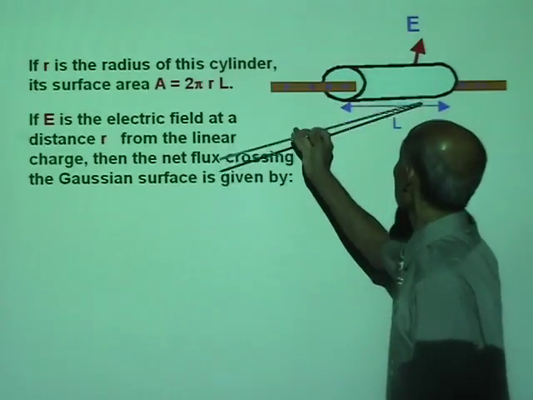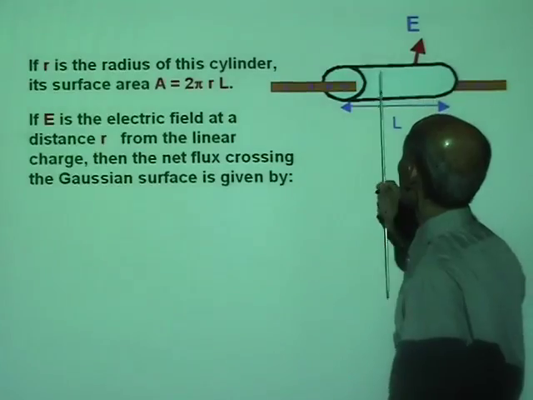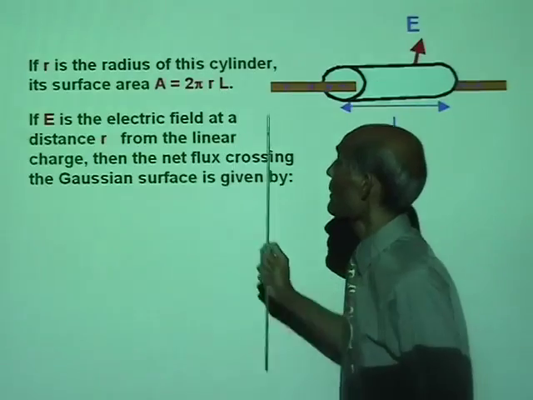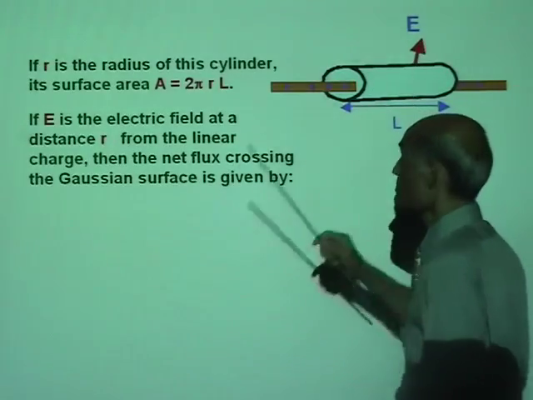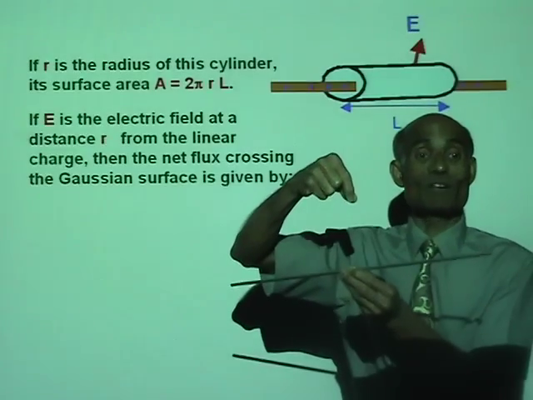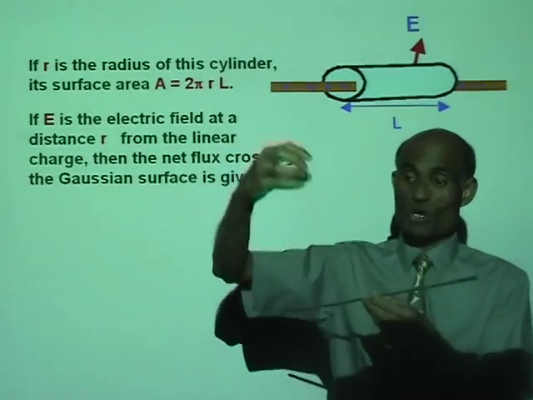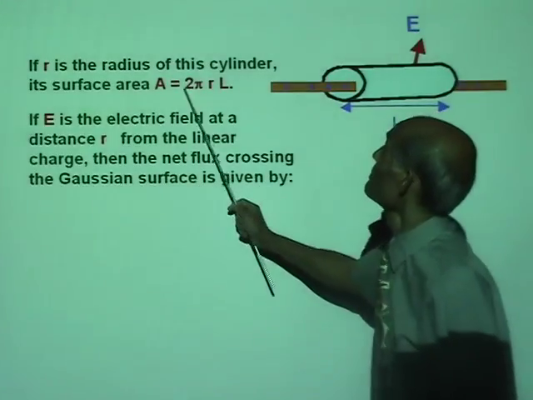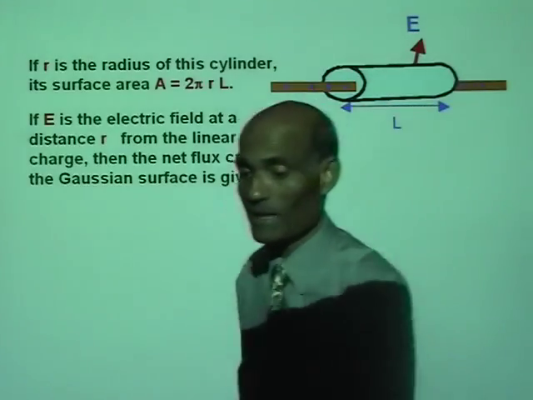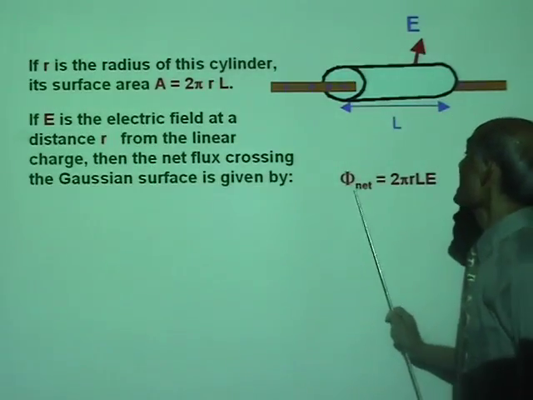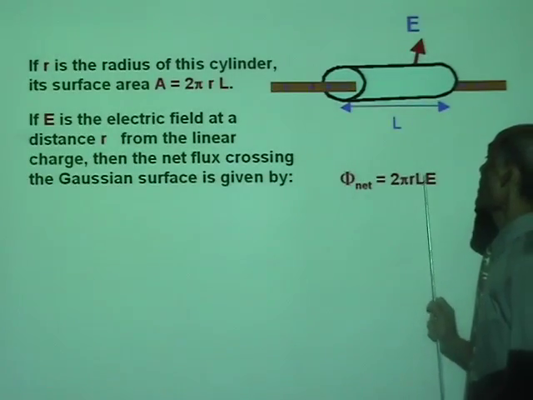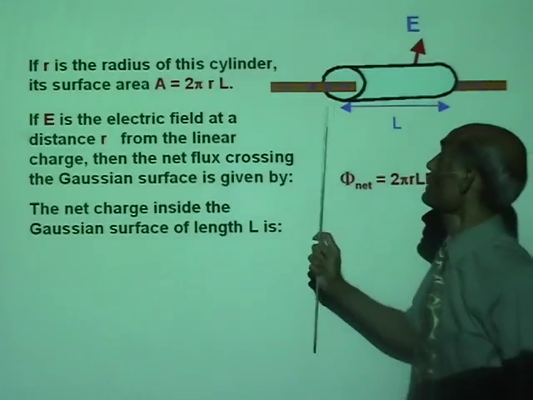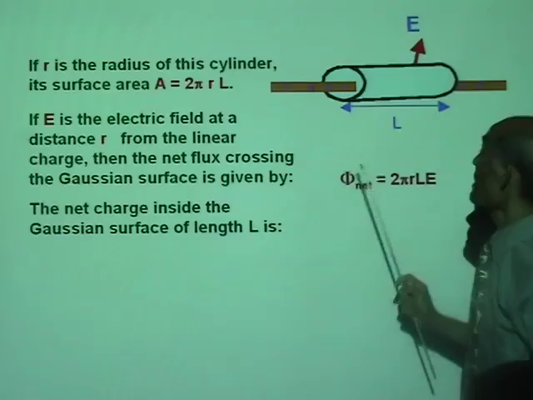So, if this is the Gaussian surface, which has a surface area, the area of the surface is 2 pi r L, and if E is the electric field at a point on it, then the total flux crossing that area will be the total area multiplied by the electric field. Let's write that down. So phi net equal to 2 pi r L, that's the area, multiplied by the electric field. Now, what is the net charge inside the Gaussian surface?